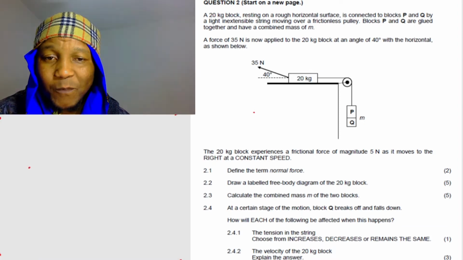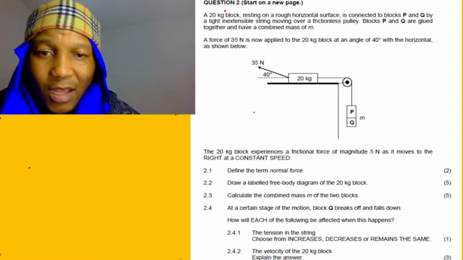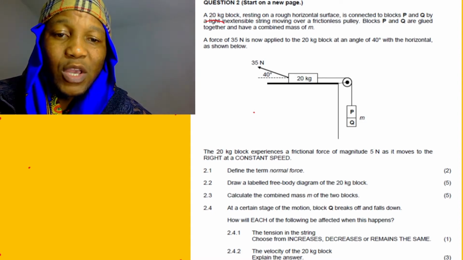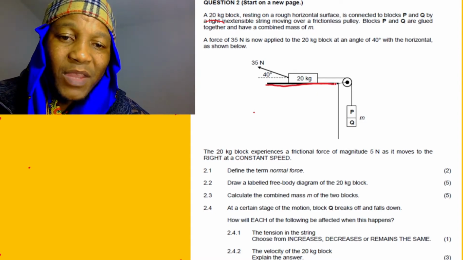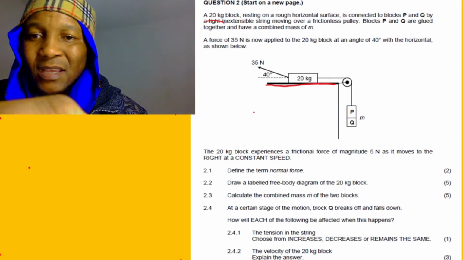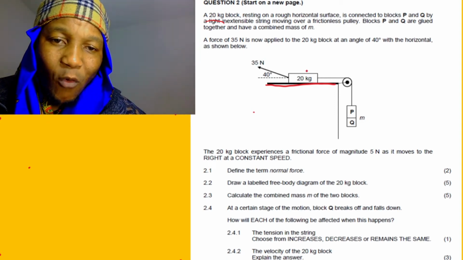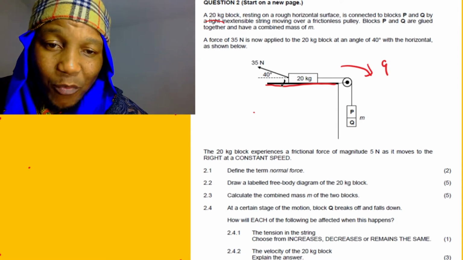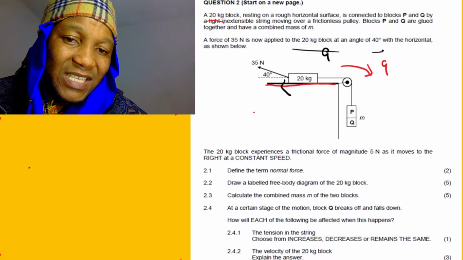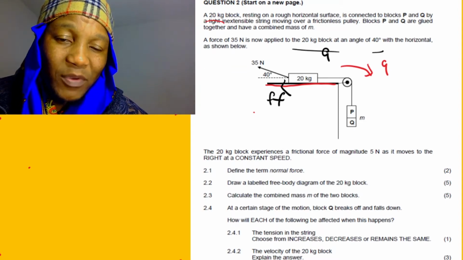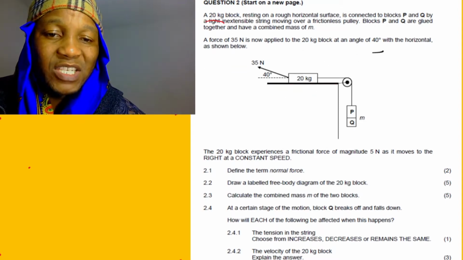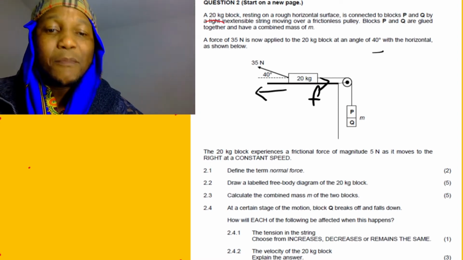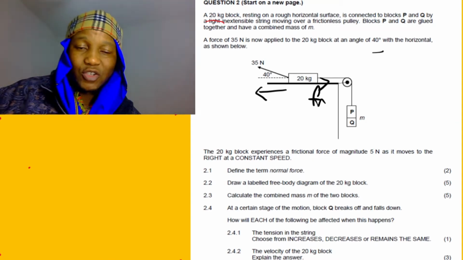Let's say a 20 kilogram mass block resting on a rough horizontal surface. This is a surface like a table, but it's rough. Meaning if it moves to the right, the friction force, since it's rough, is going to be opposite. If it accelerates to this side, the friction force is acting opposite. If it moves in the opposite direction, the friction force is going to be opposing, because it's a rough horizontal surface.